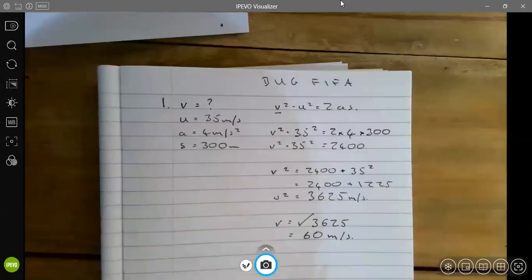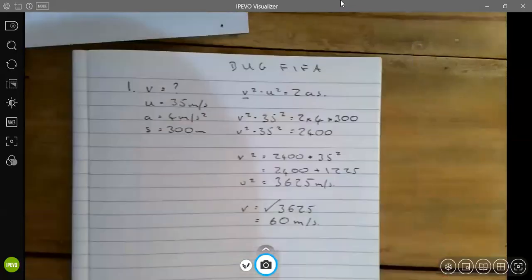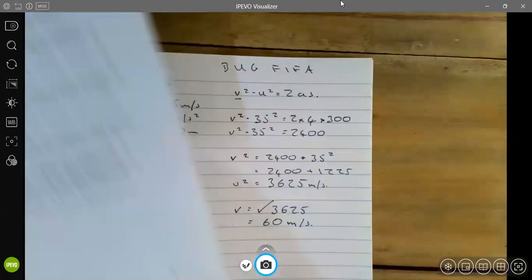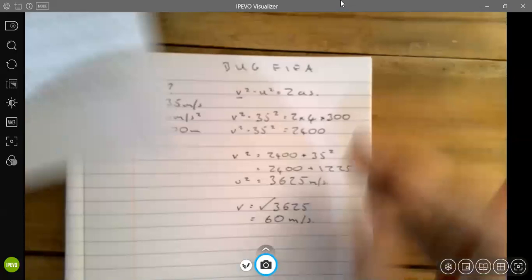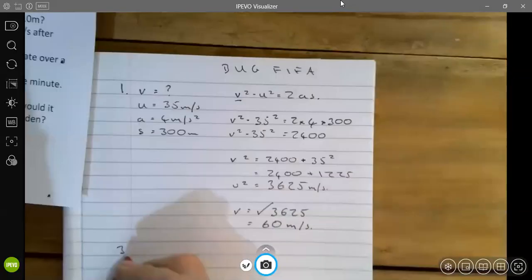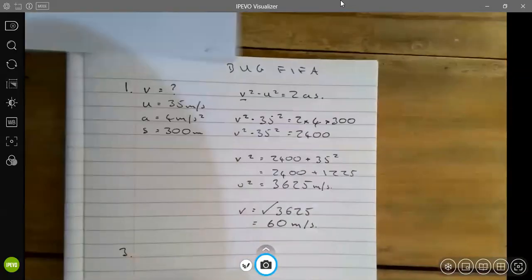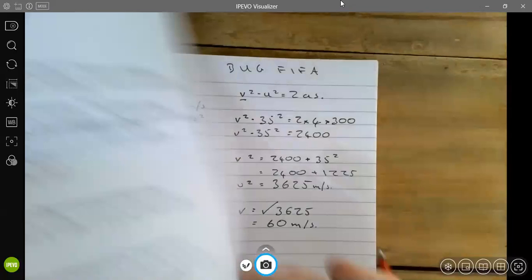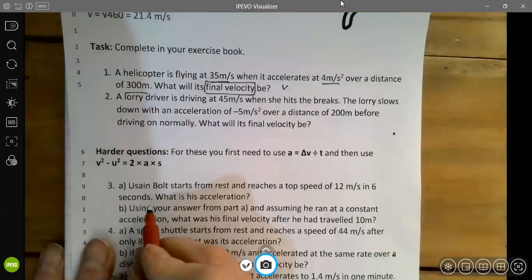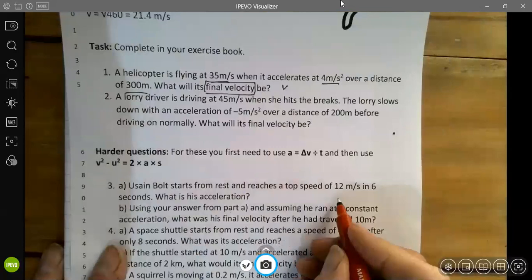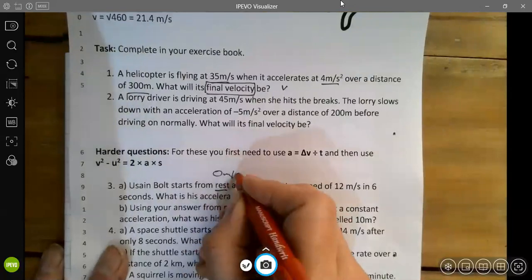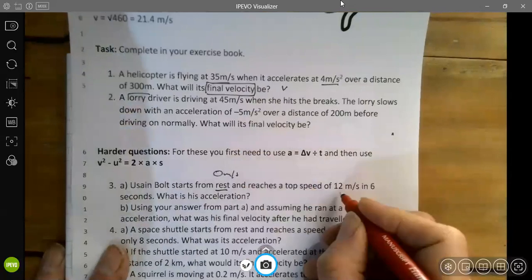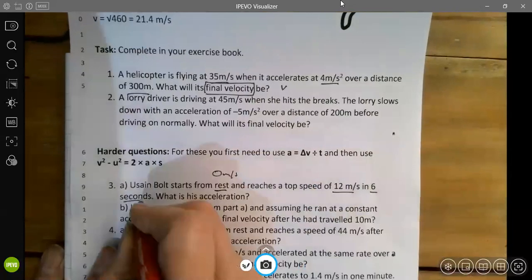Once again, what we'll do now is number 3, I suppose. I can't remember which one. So we'll do number 3 to do a more difficult one. So 3, we go BUG FIFA. Usain Bolt starts from rest, which is 0 meters per second, and reaches a top speed of 12 meters per second in 6 seconds. What's his acceleration?